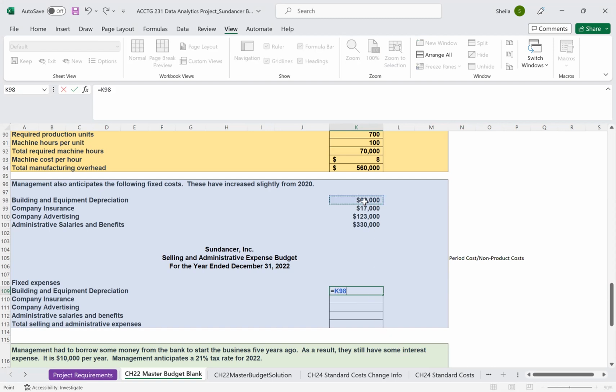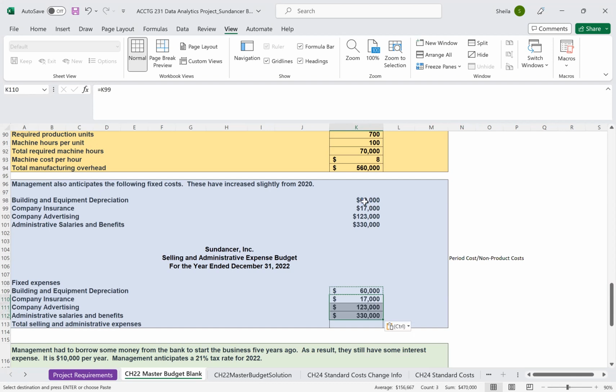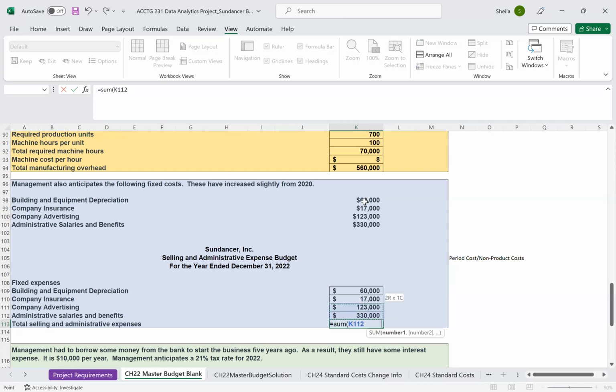And so we're just going to copy each one of these down. Okay. And so that way, when I add them up, my total selling and administrative or period and non-period costs are 530. And if you look at these formulas, you'll note that I just made them equal the cells above.